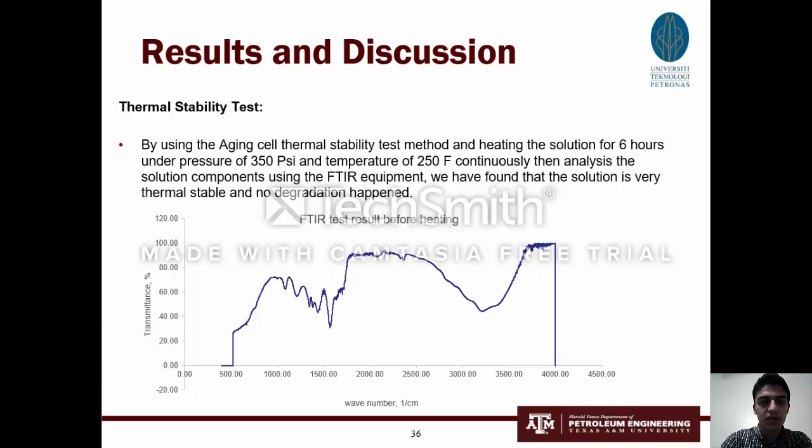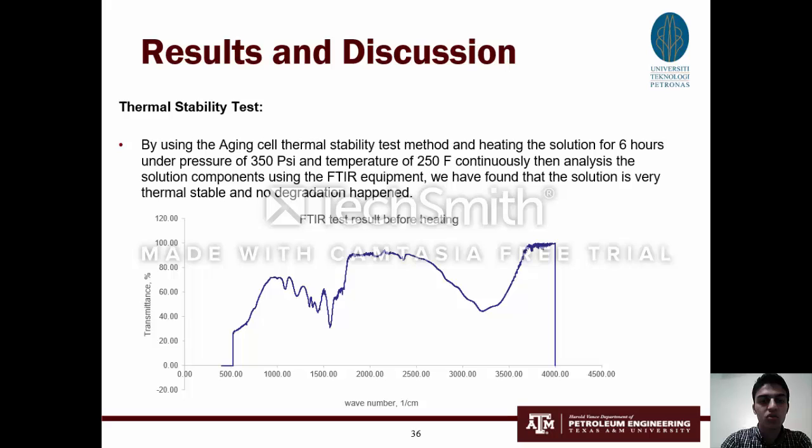Thermal stability test. By using the aging cell thermal stability test method, and heating the solution for 6 hours under pressure of 350 psi and temperature of 250 Fahrenheit continuously. Then analyze the solution components using the FTIR equipment. We have found that the solution is very thermally stable and no degradation has happened.